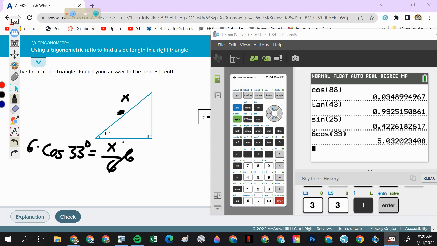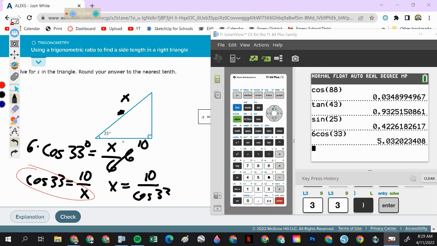What if this was x and this was, say, 10? Then the problem would be the cosine of 33 is equal to 10 over x. How would you solve that? So I need to multiply this by x and then divide by the cosine of 33. So really the simpler way to do this is just to switch places with those. And we get x equals 10 over the cosine of 33.